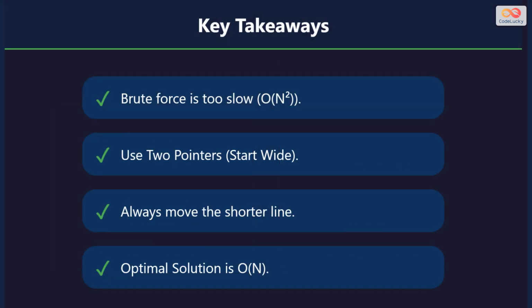To summarize, avoid the slow brute force method. Instead, use the two-pointer technique starting from the outside. Remember the golden rule, always move the shorter line to potentially find a taller boundary. This guarantees the optimal solution in a single pass.